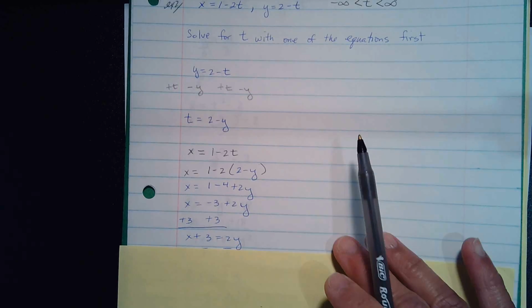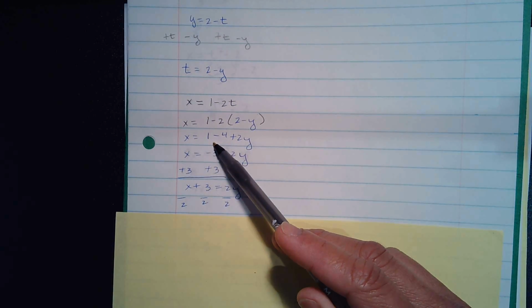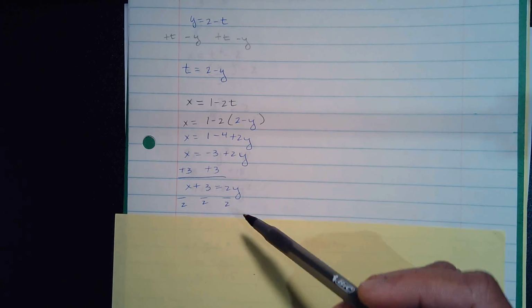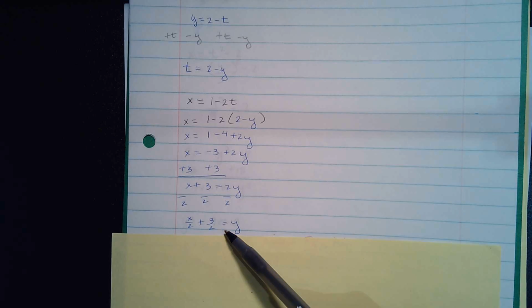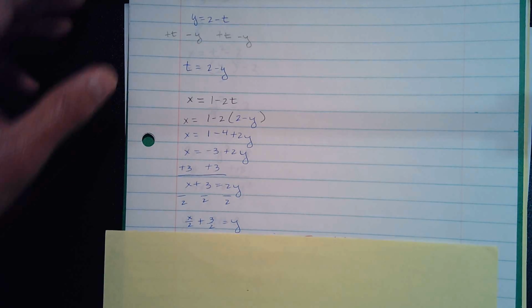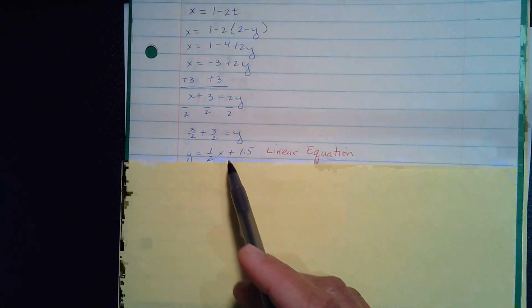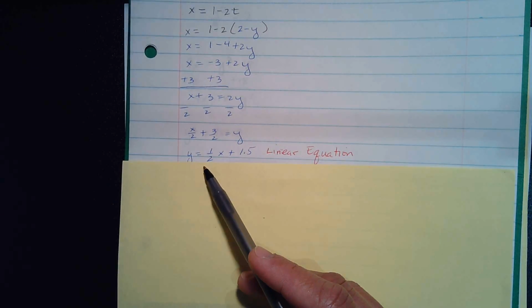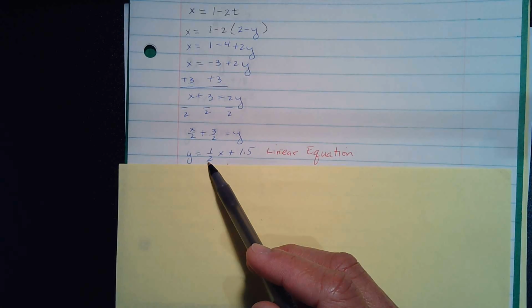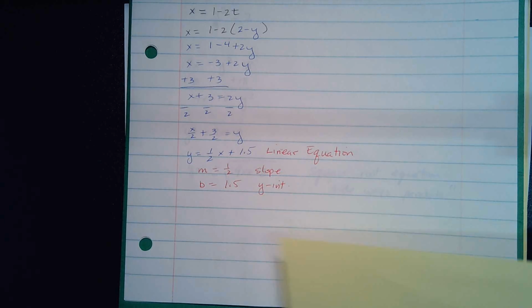Now we combine like terms. 1 minus 4 is -3. Add 3 to both sides. Divide by 2. So we have x over 2 plus 3 over 2 equals y. But what we're used to doing is seeing y on the left. So I just switch sides. y equals 1/2 x plus 1.5. This is a linear equation with slope 1/2 and y-intercept 1.5. And those topics are from Algebra 1.